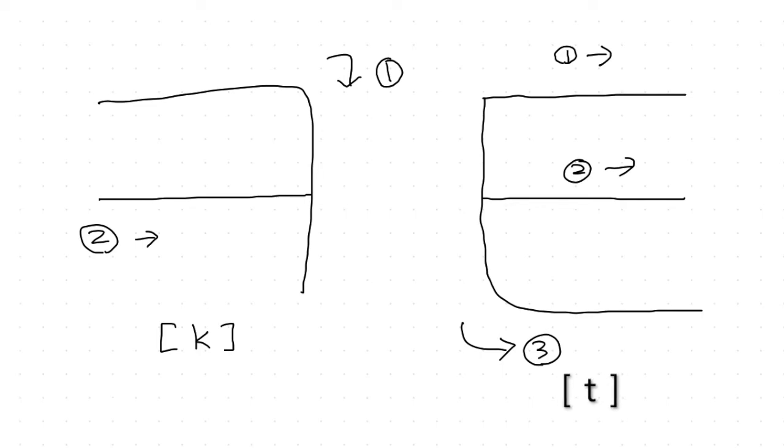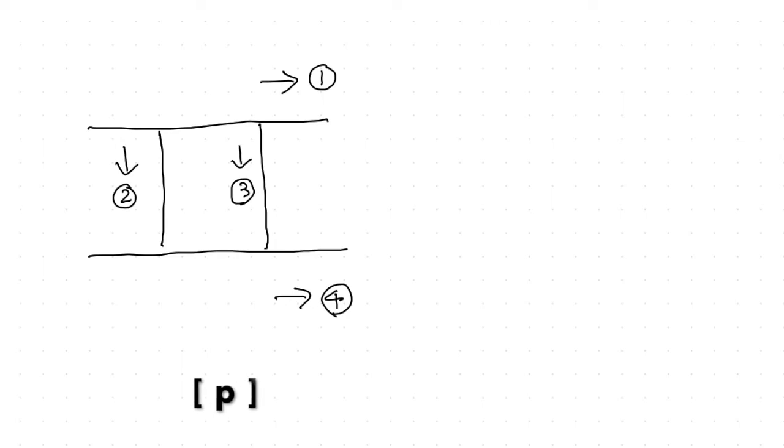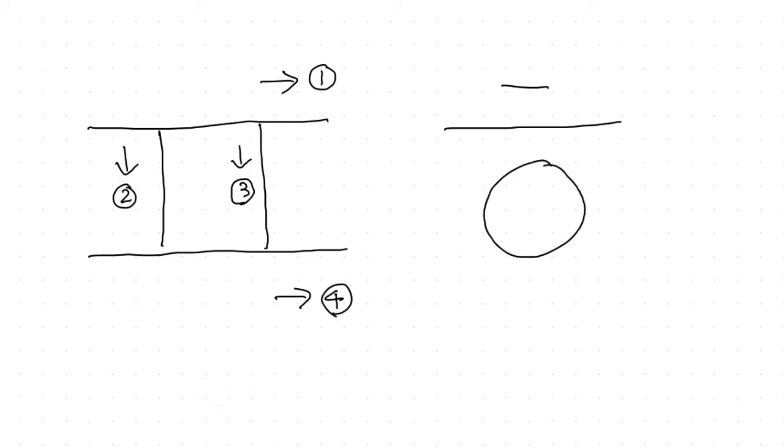Next one, 티읕. T sound, 티읕. Here we got 1, 2, 3, 4. 피읍. And last one, 히읗. 히읗, H sound.